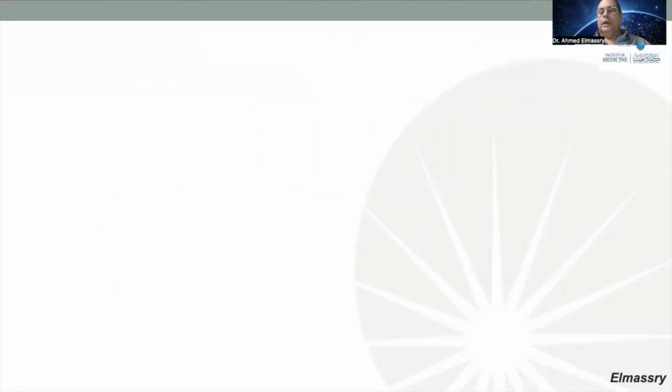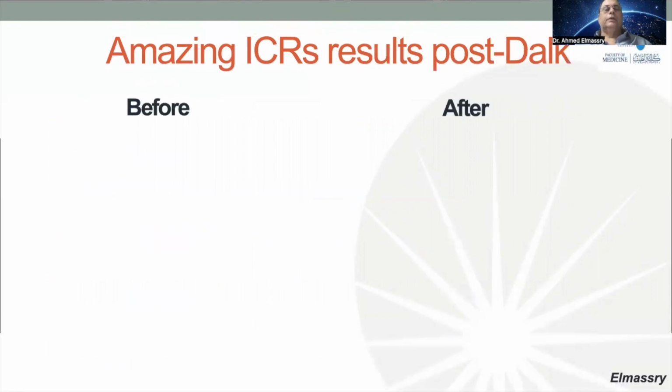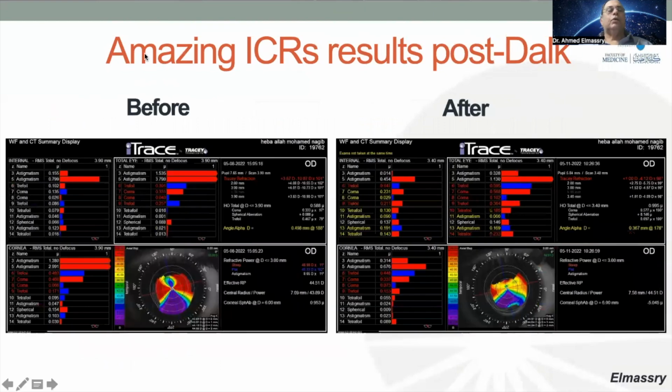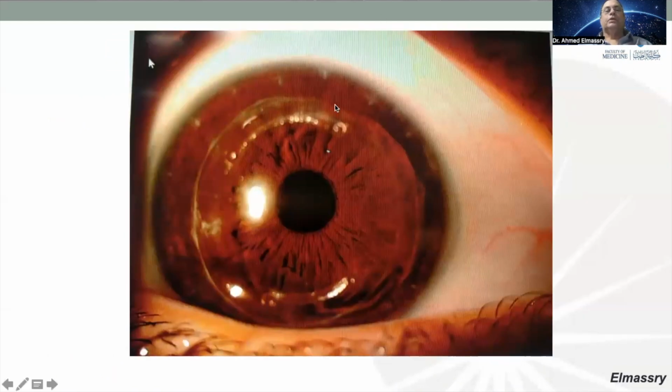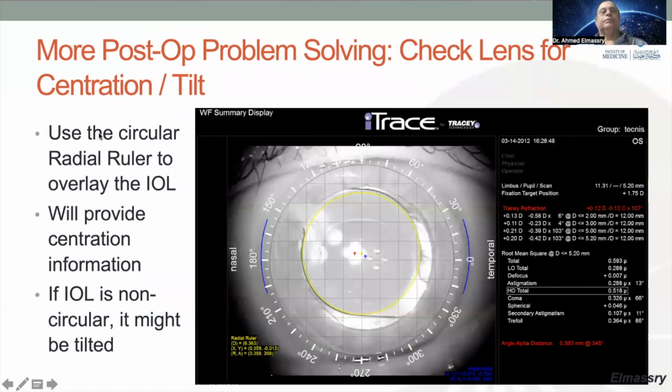Here is the Eye Trace of the patient before the surgery, showing how the astigmatism is very high on the cornea, and the best corrected visual acuity was 0.3. After the surgery the patient had visual acuity of 1, with more correction of astigmatism, fewer high order aberrations and better refraction. So the patient was very satisfied, and here is the picture of the patient with the DALK and the rings inside the DALK, and this is one of the very good ways to treat astigmatism after keratoplasty.